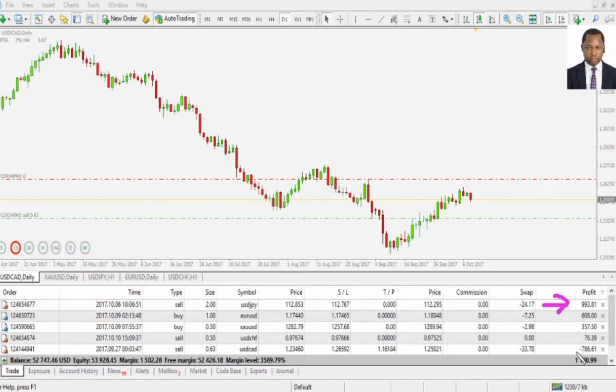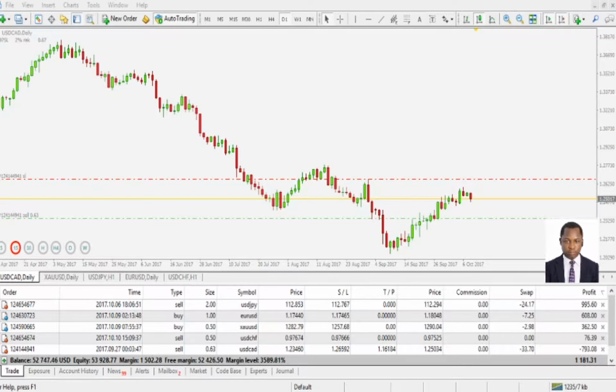Okay, it's the only losing trade for now. That's the American dollar against the Canadian dollar. So we'll keep that running. The directional bias is still right. The direction of that trade is still very intact.